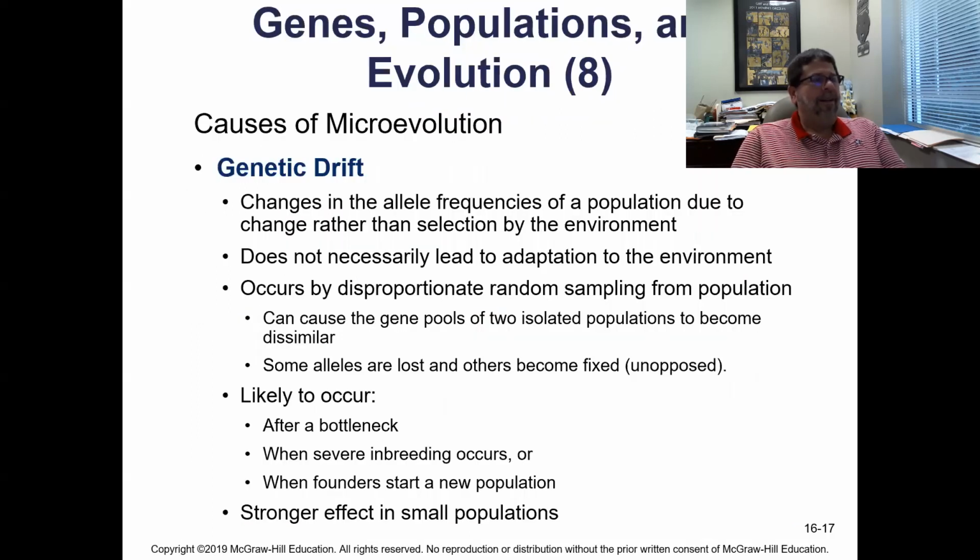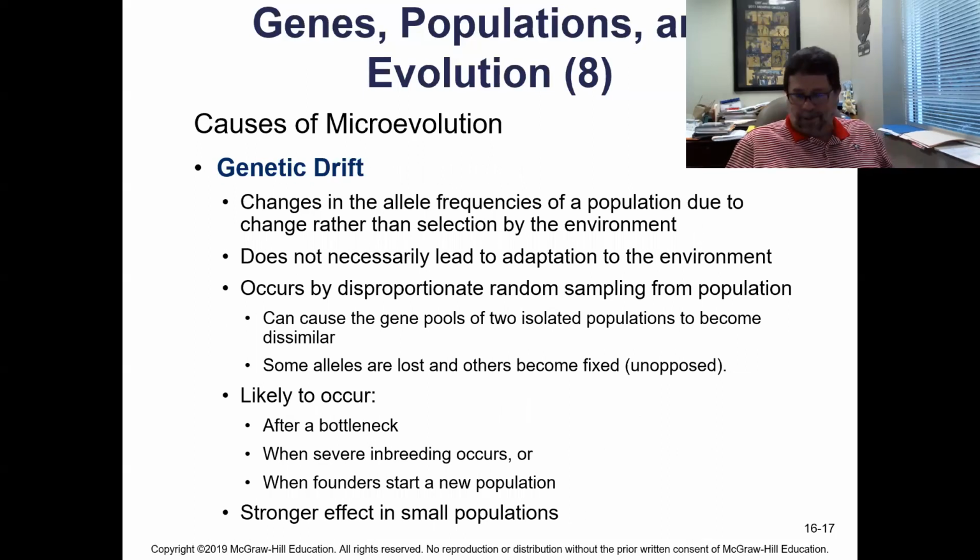Now, another cause of microevolution, genetic drift. And this is a little bit trickier. It's changes in allele frequency of a population due to chance rather than selection. So it doesn't necessarily lead to adaptation to the environment, but it occurs due to some random sampling from the population. So what if you're a rabbit living near the river and the river floods and you drown? That had nothing to do with selection. You just picked a bad place to live, okay?